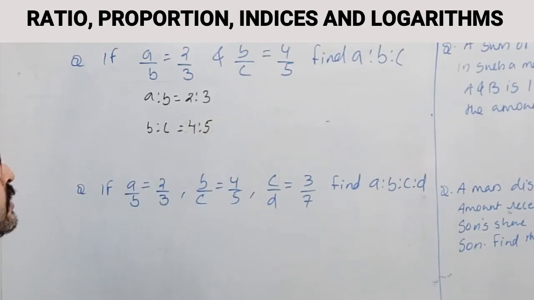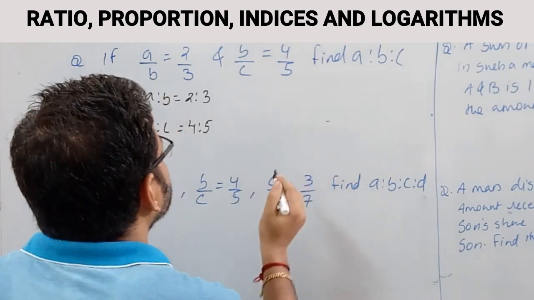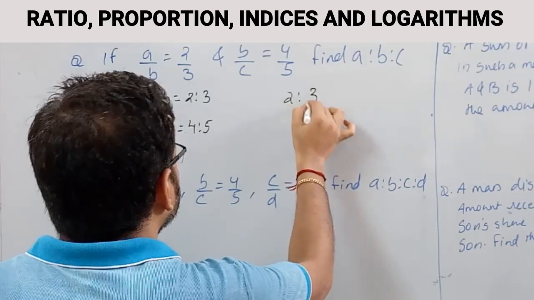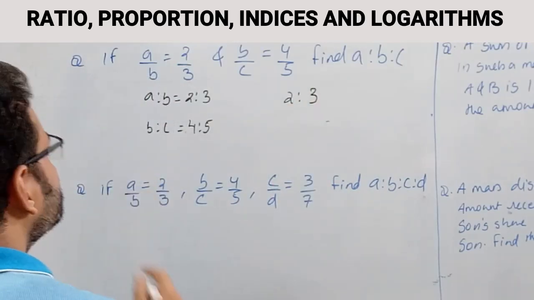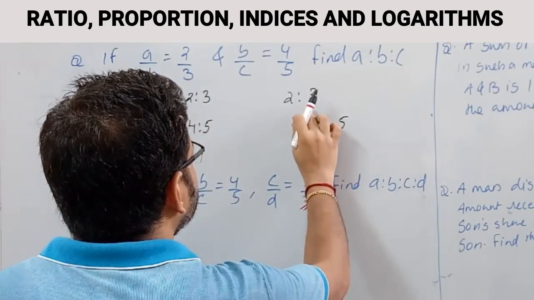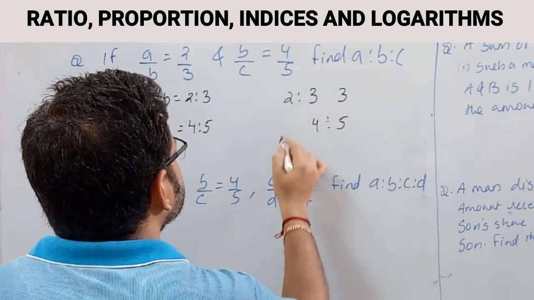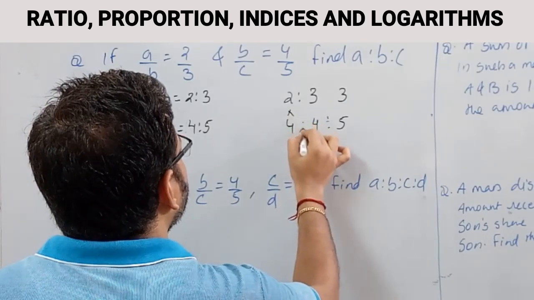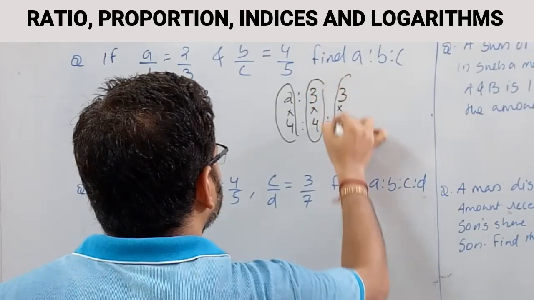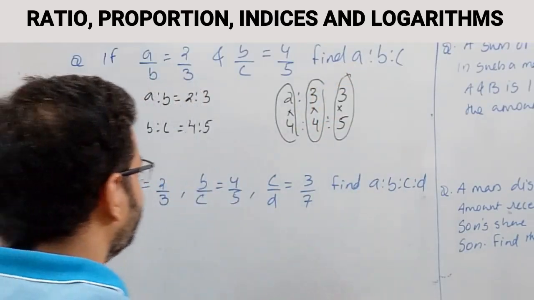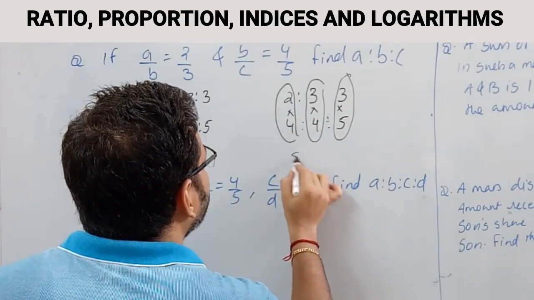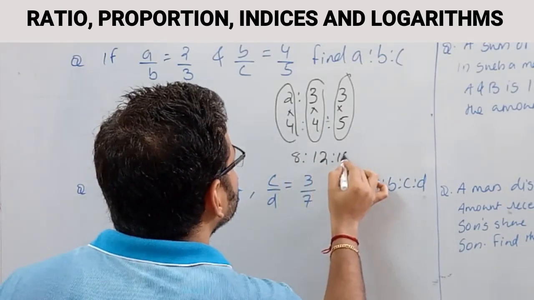We can use this shortcut to find A is to B is to C. A is to B is given as 2 is to 3, then B is to C. Write like this, then this place is missing, take 3, this place is missing, take 4. Then multiply each term. Then we will get the answer as 2 into 4, 8 is to 12 is to 15.